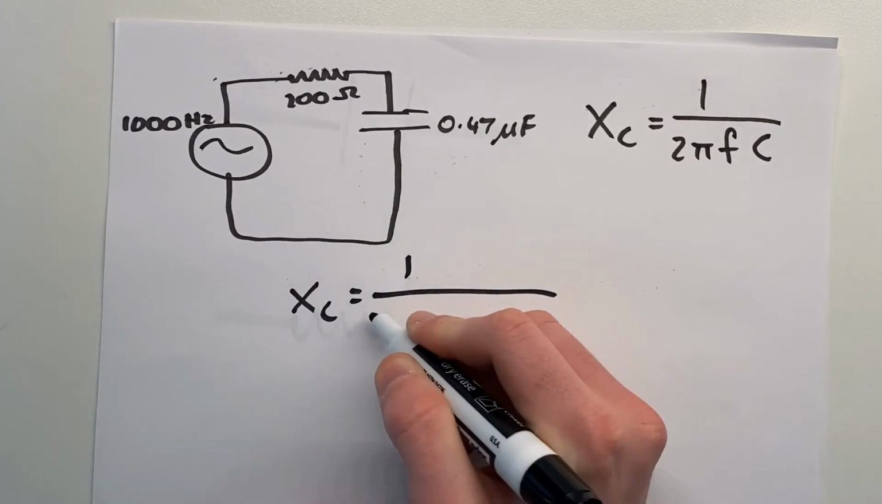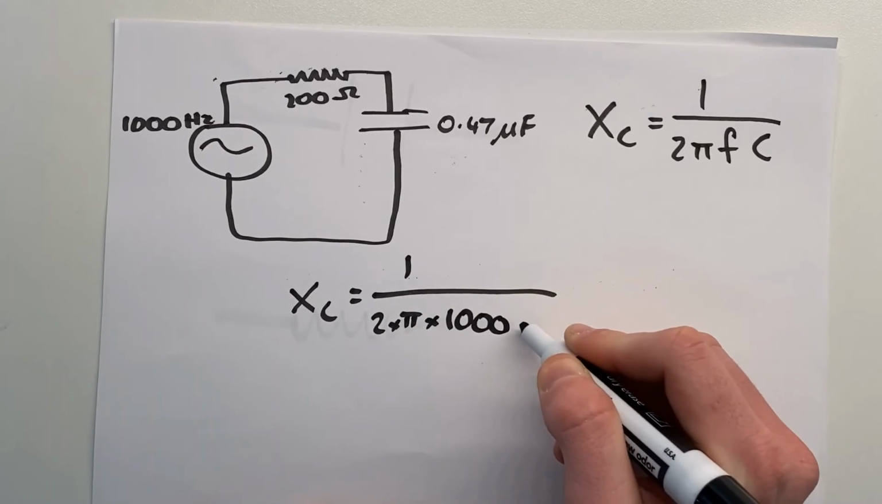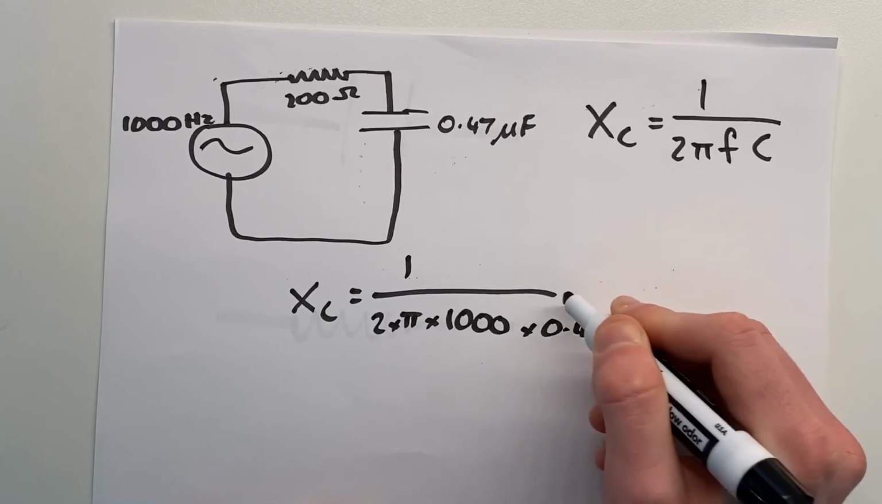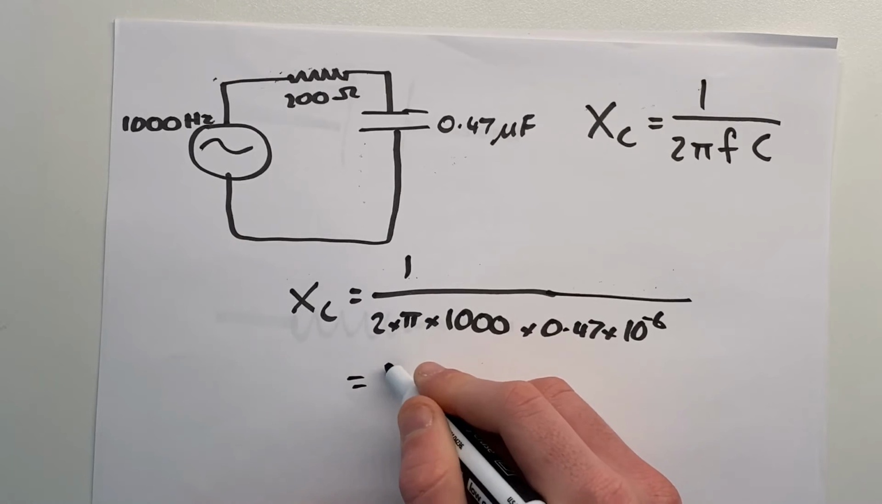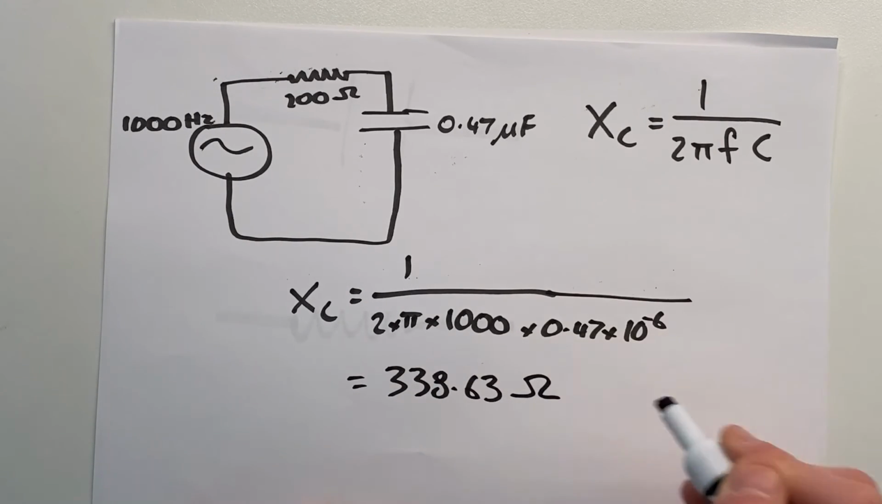Similarly, for capacitance, the circuit again has a frequency of 1000 Hz, a resistor of 200 ohms in series with a 0.74 microfarad capacitor. Again, following the formula for XC, we can find that this is equal to 338.63 ohms.